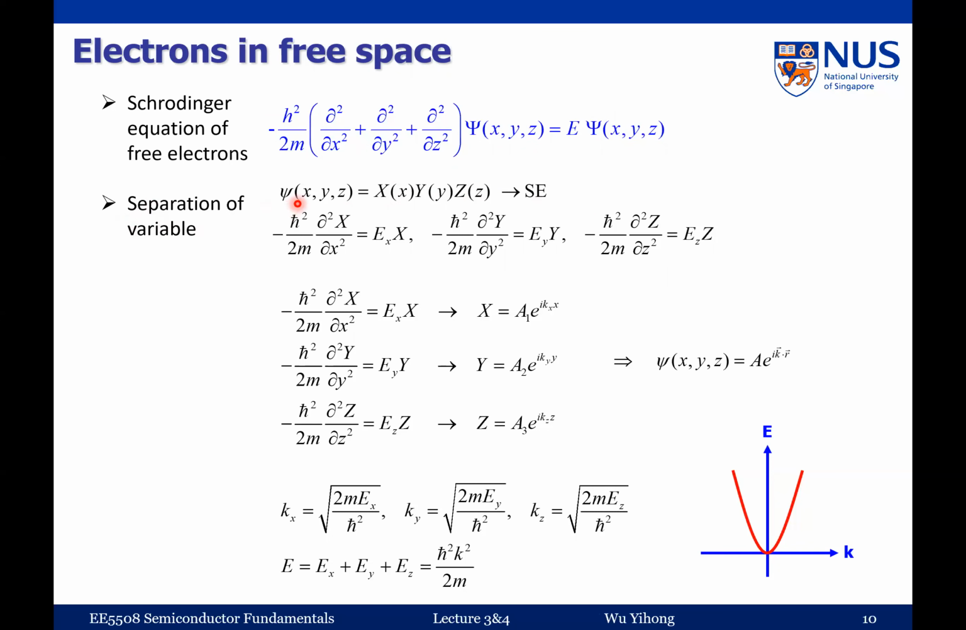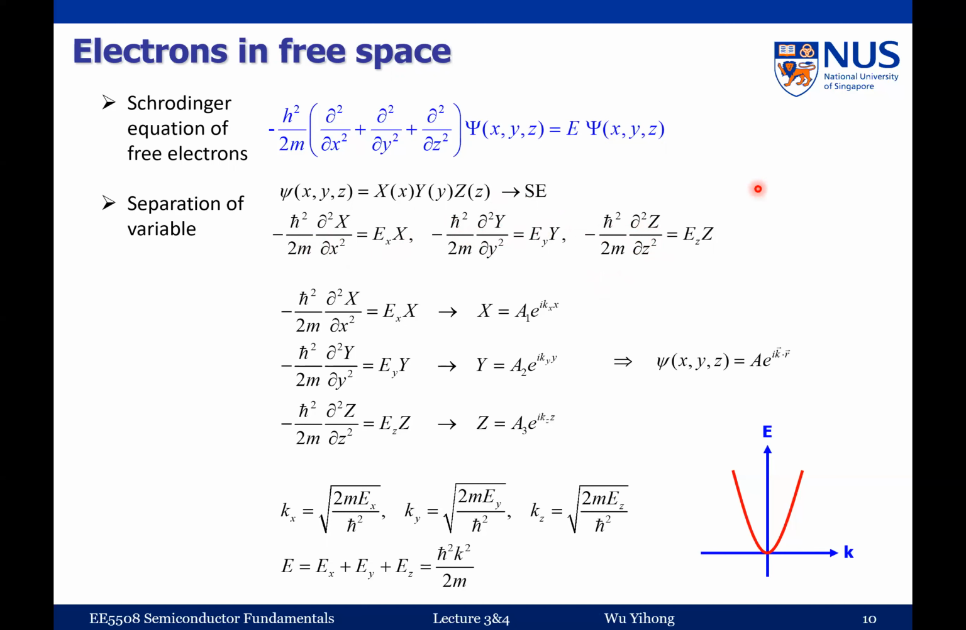Separation of variables. What does this mean? It means you try to find a solution such that the wave function, the solution of this second order differential equation, is a product of three functions, and each function depends on a single variable. That's why I have x, y, and z, right? This is called the separation of variables method. Then we substitute this into the Schrodinger equation, where SE stands for Schrodinger equation, and of course we get three second order differential equations, right?